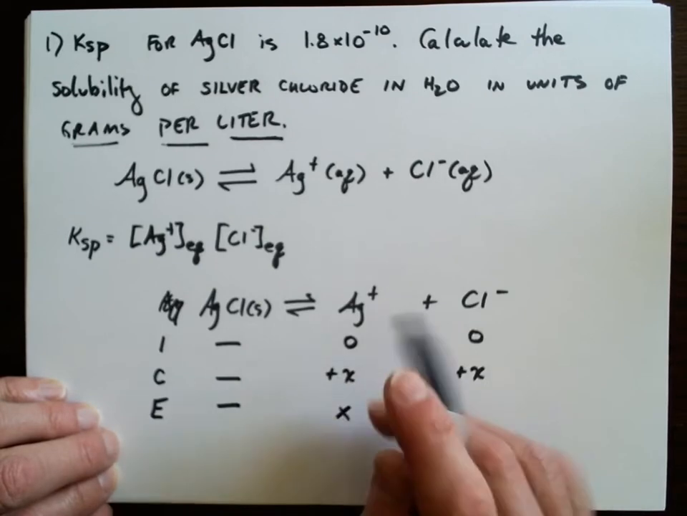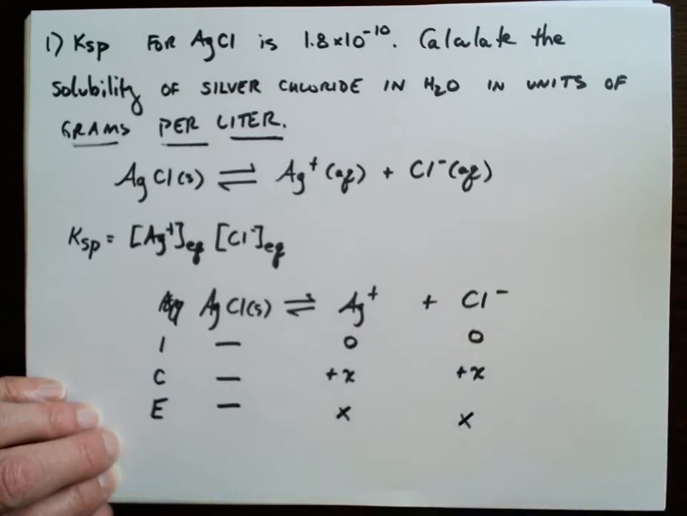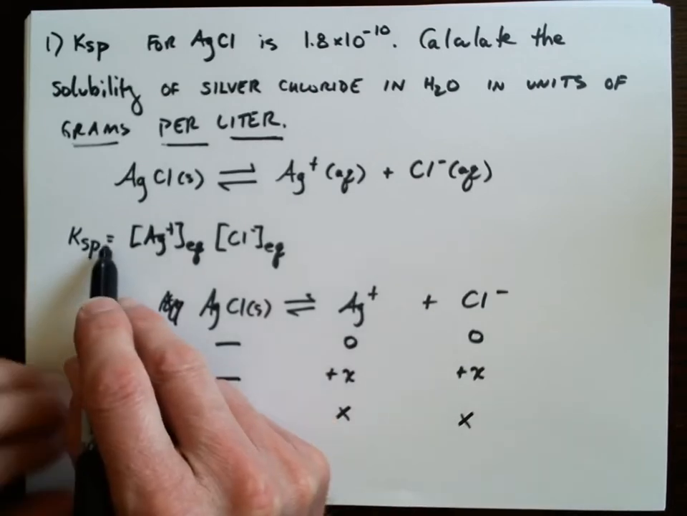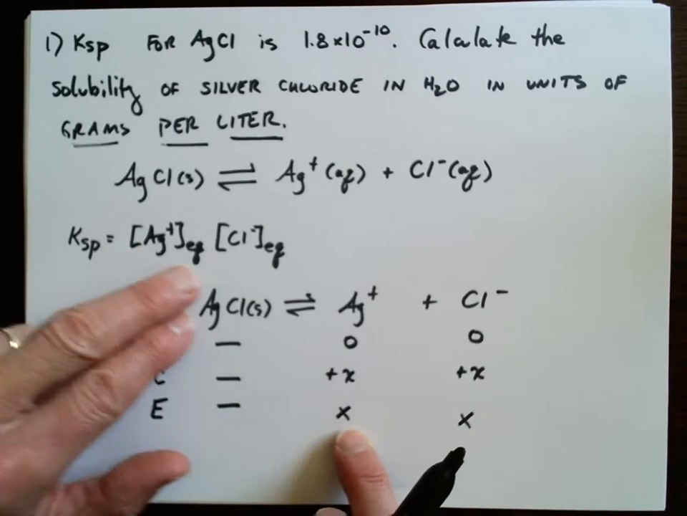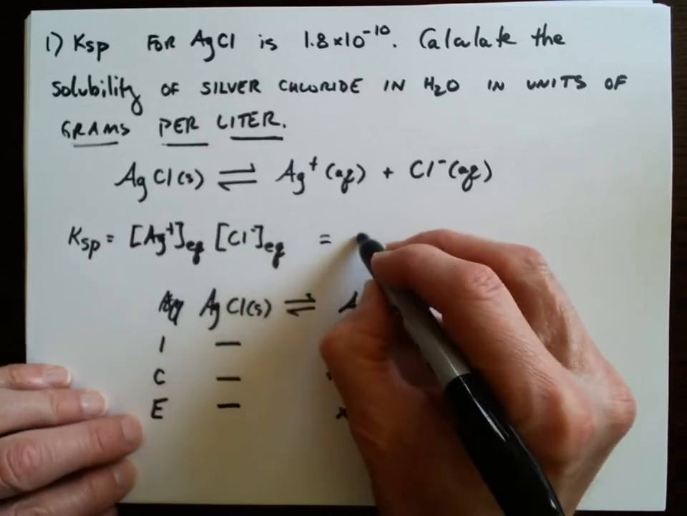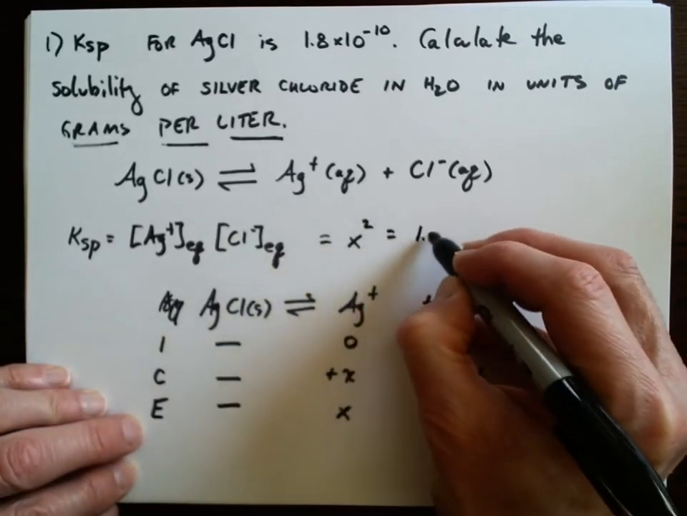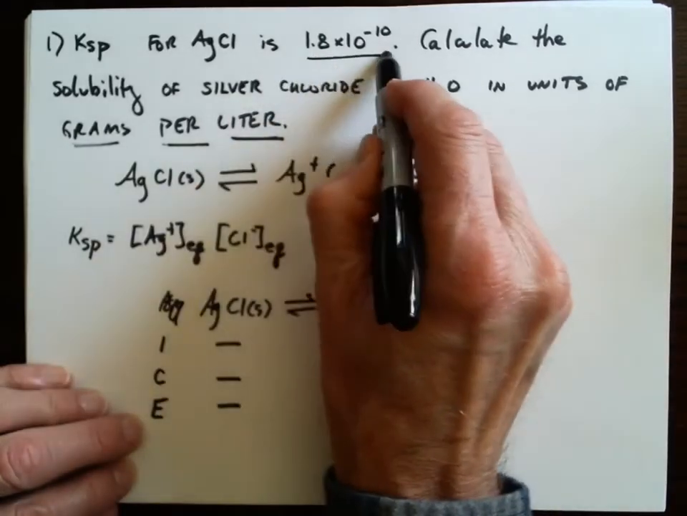So we're going to have x amount of silver ion present at equilibrium and x amount of chloride ion present at equilibrium. So Ksp is the silver concentration at equilibrium, which is x, multiplied by the chloride concentration at equilibrium, which is also x. So I can simply write x squared is 1.8 times 10 to the negative 10. That's the value for Ksp.